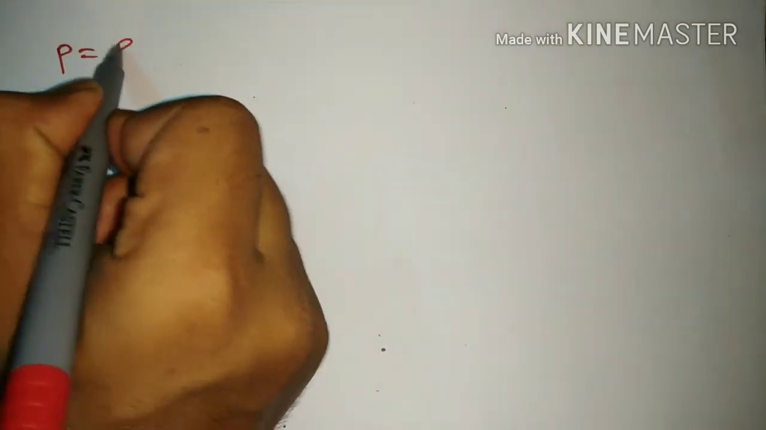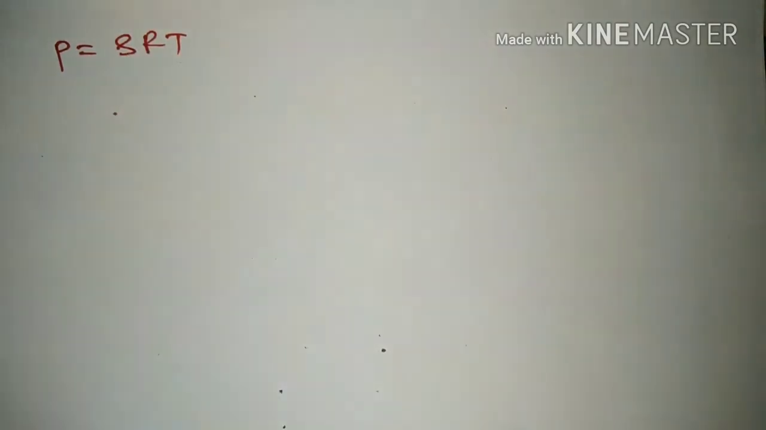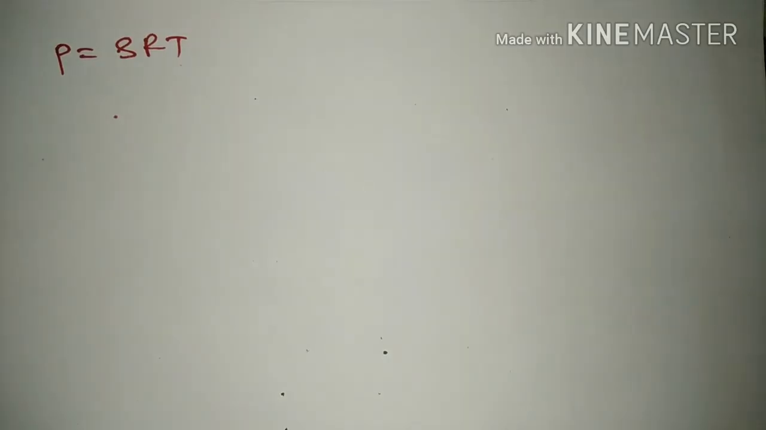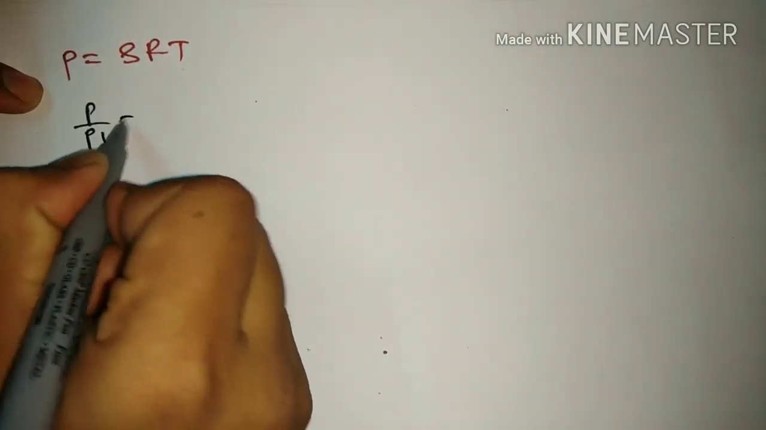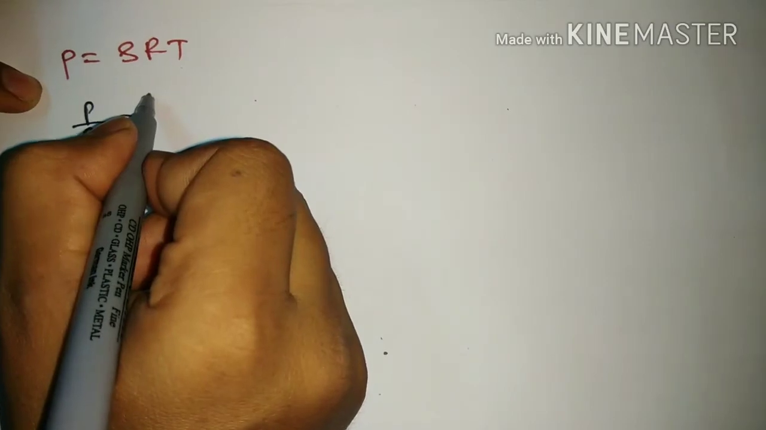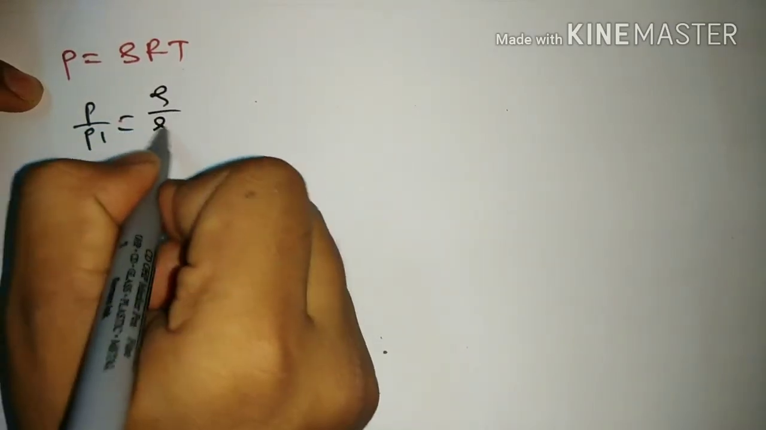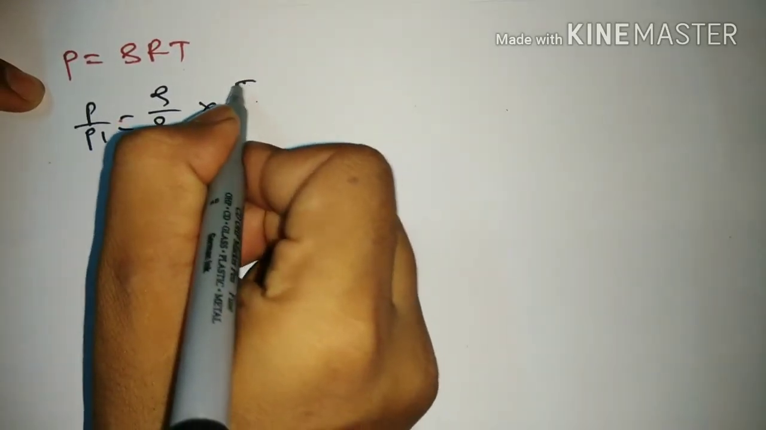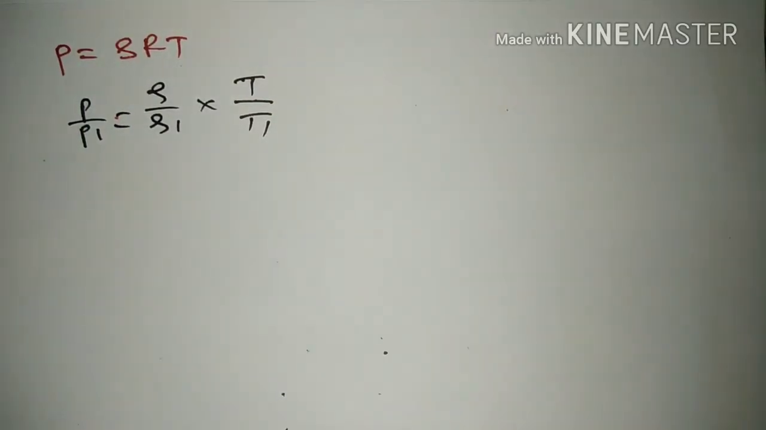So we know that P is equal to rho R T. R is constant, so we can say that P by P1 is equal to rho by rho 1 into T by T1, because they are proportional to each other.